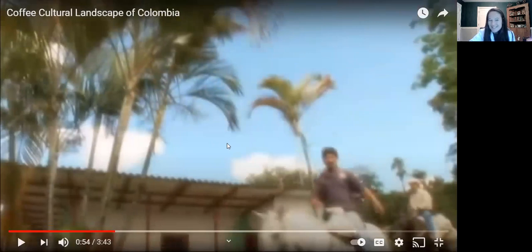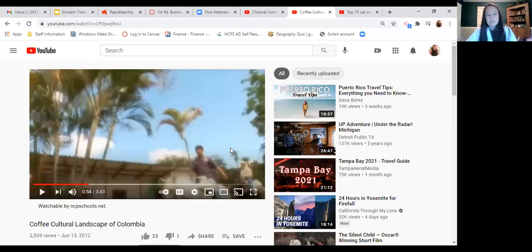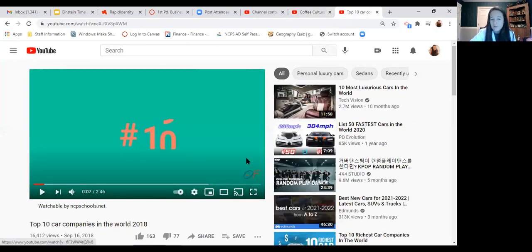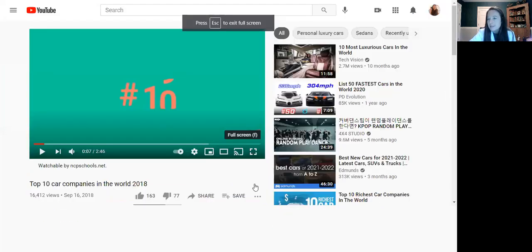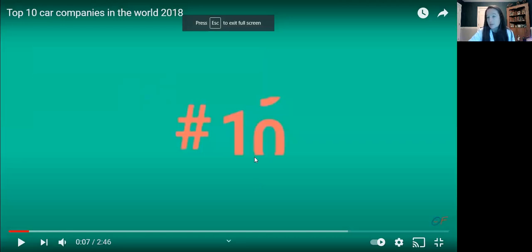Okay, so you guys can see, just based on the natural resources of Colombia, they can produce more coffee than almost any other country in the world. So they would have an absolute advantage over the United States for growing coffee just because of their landscape and their climate. All right, now for your comparative advantage, this would be your top 10 car manufacturing companies in the world. So there's a lot of companies that make cars, but these companies do it the best.